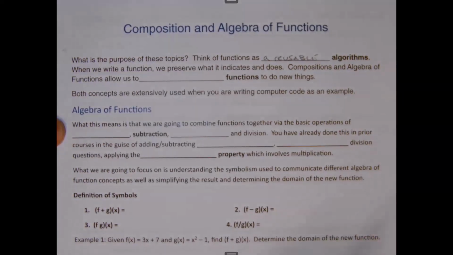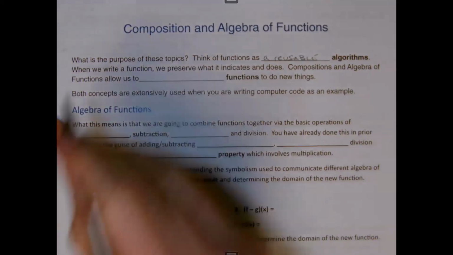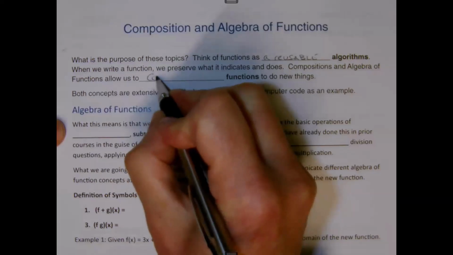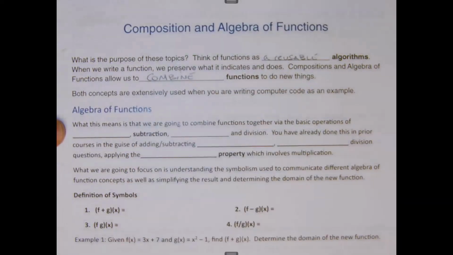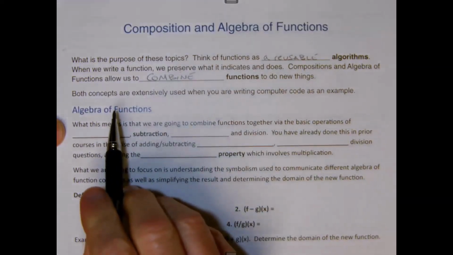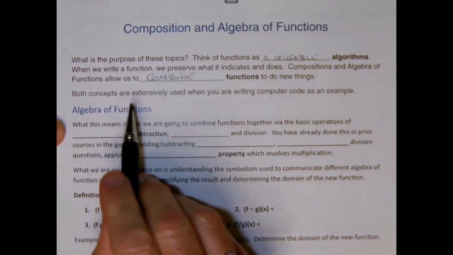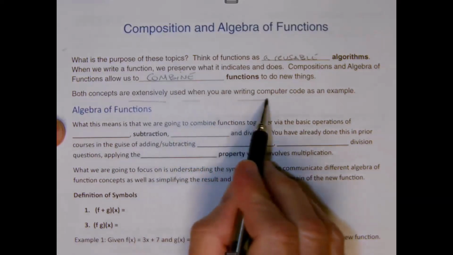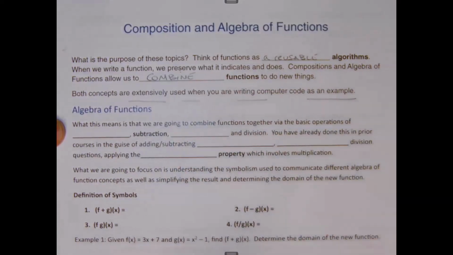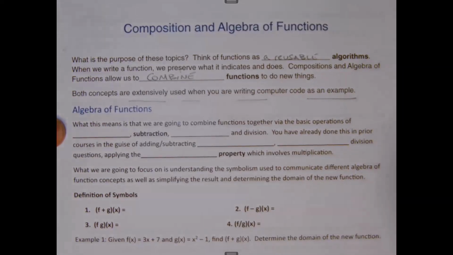So, composition of and algebra of functions allow us to combine functions to do new things. And if you're wondering, again, is this just an algebra thing or a math thing? The answer is no. Both concepts are extensively used when you're writing computer code, as an example. So if you ever do that, you would see that you're using this idea constantly.